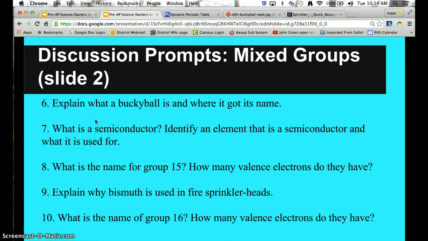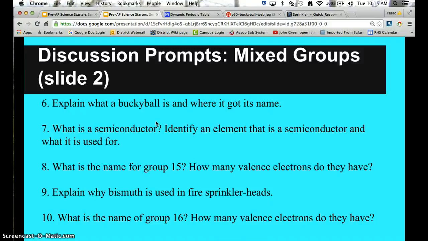Number 7, what is a semiconductor? And identify an element that is a semiconductor and what it's used for. So semiconductors are able to conduct heat and electricity, but they only conduct it under certain conditions. They're not great conductors of heat and electricity, but rather kind of okay conductors. They're not nearly as good as metals. Silicon and germanium are both examples of semiconductors, and they're both used in many electronic devices.